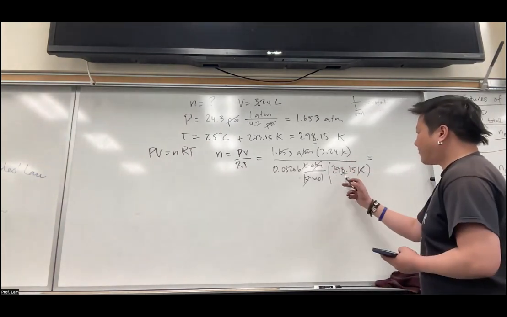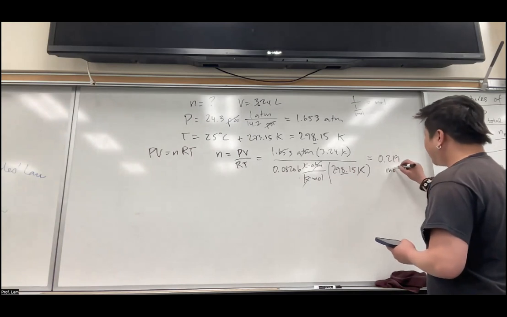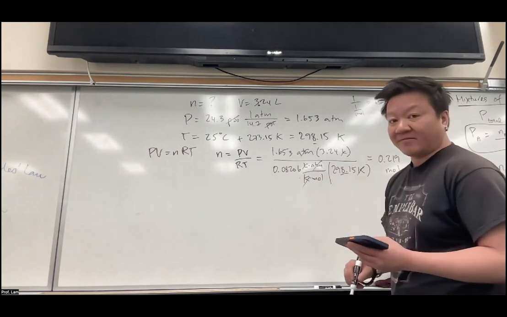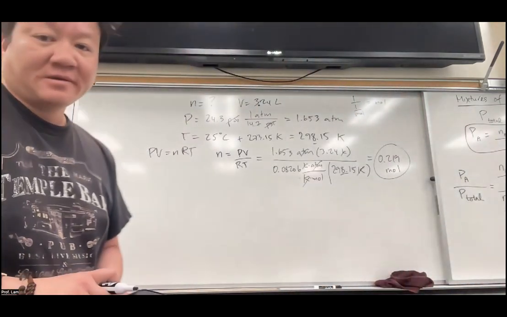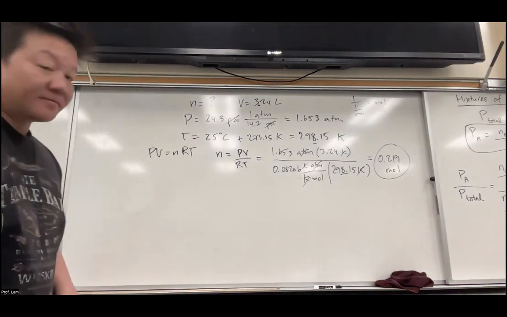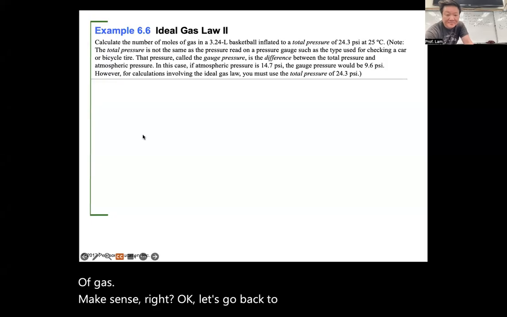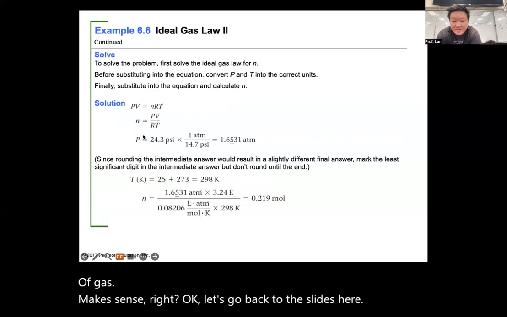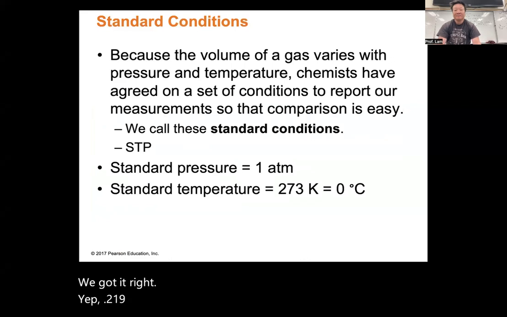All right, this is 3 sig figs, this is 3, so we're going to leave it in 3 sig figs, 0.219 moles of gas, right? Okay. Makes sense, right? Okay, let's go back to the slides here. See, we got it right. Yep, 0.219, good. All righty.